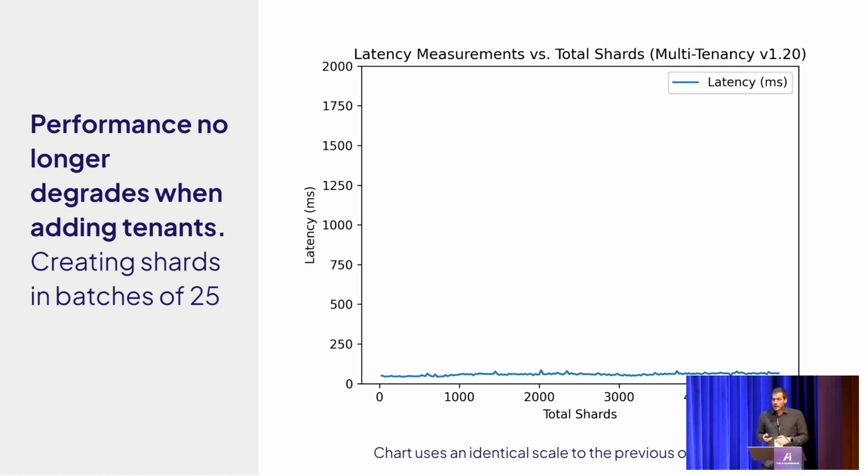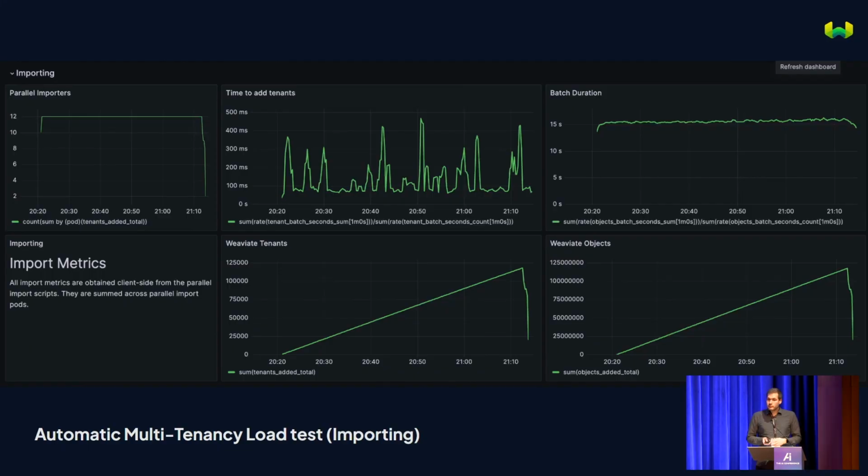The performance part. This chart is scaled in the same way as previously, so you can easily compare it. And three good things. First of all, the mean latency is way lower. It's at the bottom of the chart. It's constant. It no longer degrades. And we got rid of those spikes. So it's pretty much a relatively smooth line, which is great.